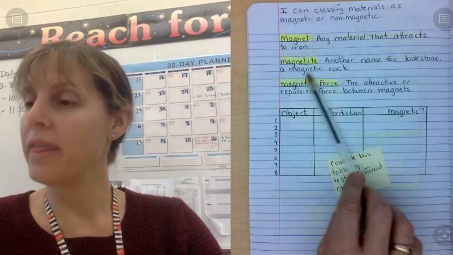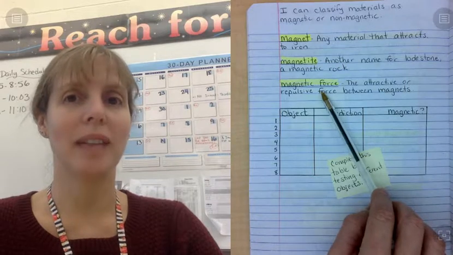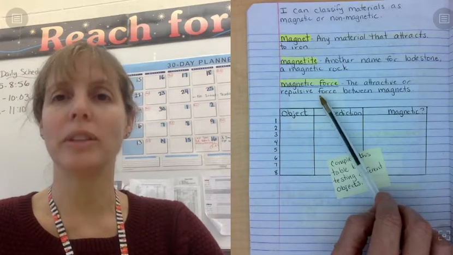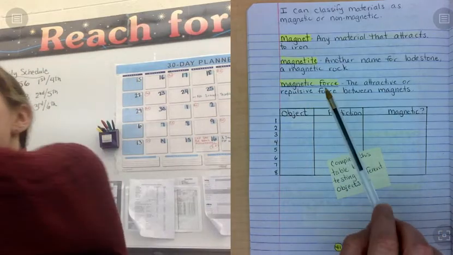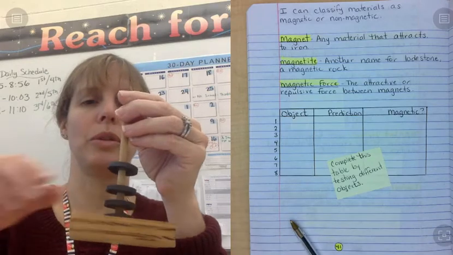All right, this is our third term today, magnetic force. Say it with me, magnetic force. It's the attractive or repulsive force between magnets. Now, some magnets attract and some repel. I have something really super cool to show you.